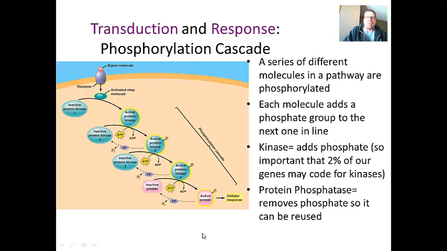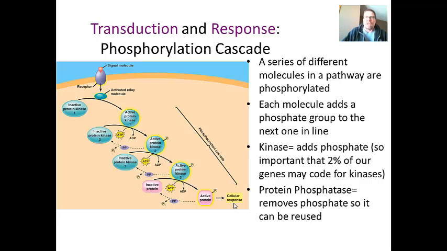Here's what we're looking at. Here comes the signal molecule. It binds the receptor. This is a membrane receptor. You've activated the relay molecule. That triggers the protein kinase, which phosphorylates that protein, which triggers the next. So you can see you're getting phosphorylation in the process. After a protein passes the signal on, it gets dephosphorylated and goes back to inactive, so it's ready to use again. Eventually, in this pathway, you'll activate a protein that creates the cellular response.